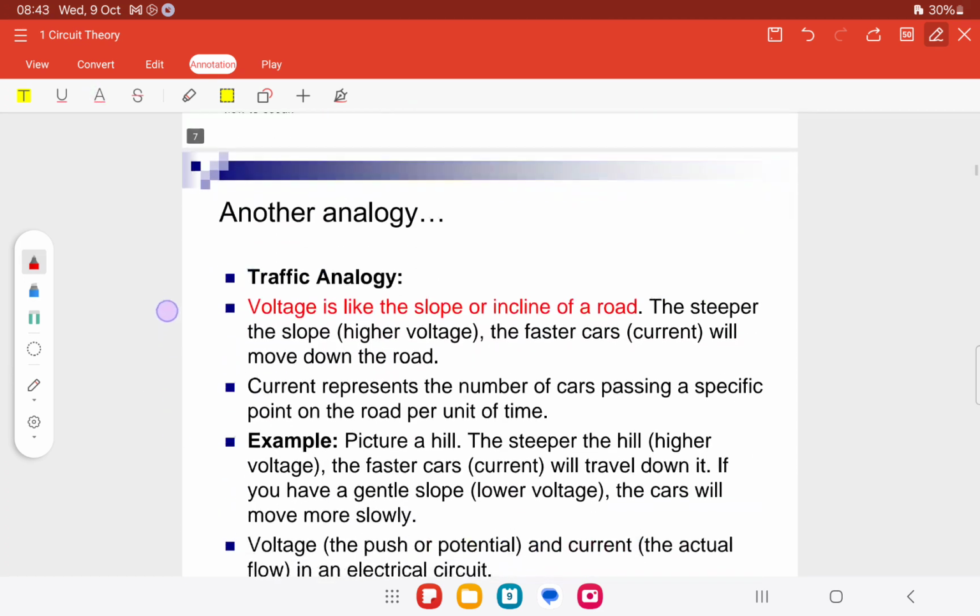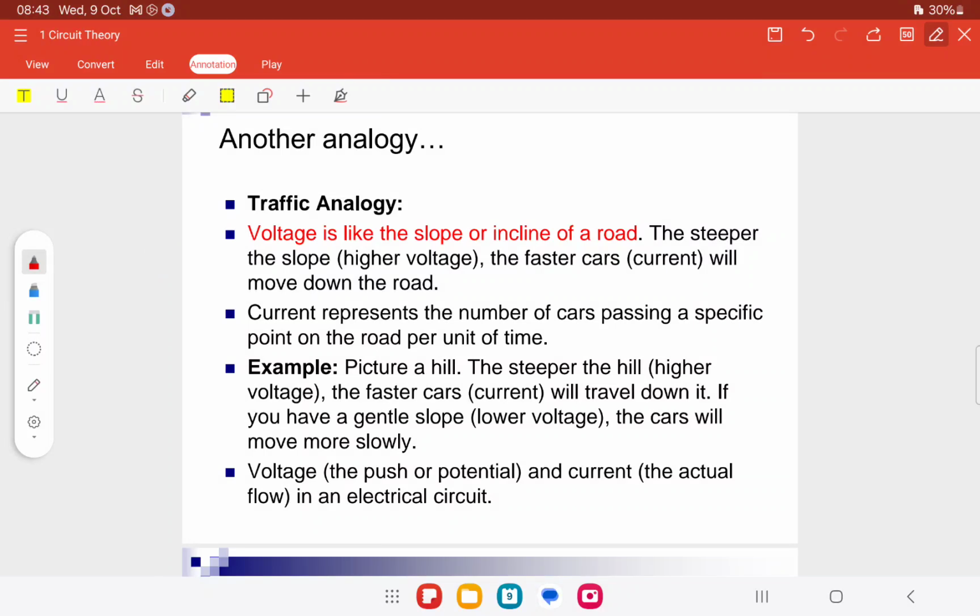Alright, so next, ni apa pula ni? Another analogy. Tak ada pula dalam nota saya ni. Ini masa saya tambah ni kan. Alright. Okay, this is considered as traffic analogy.